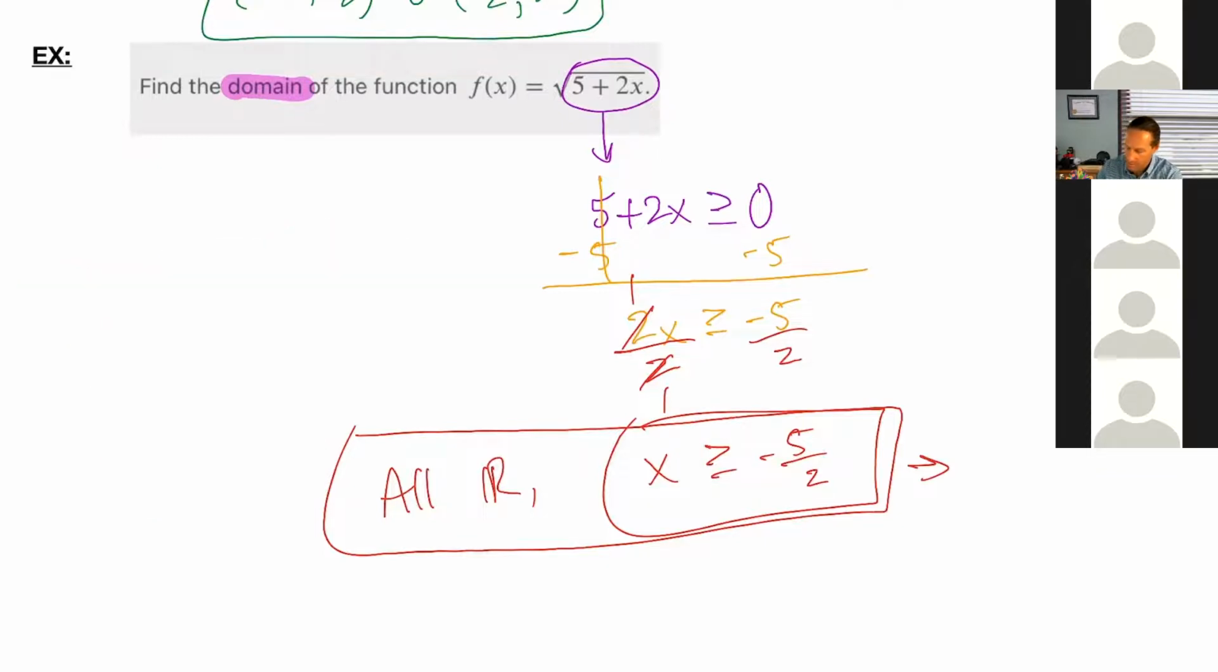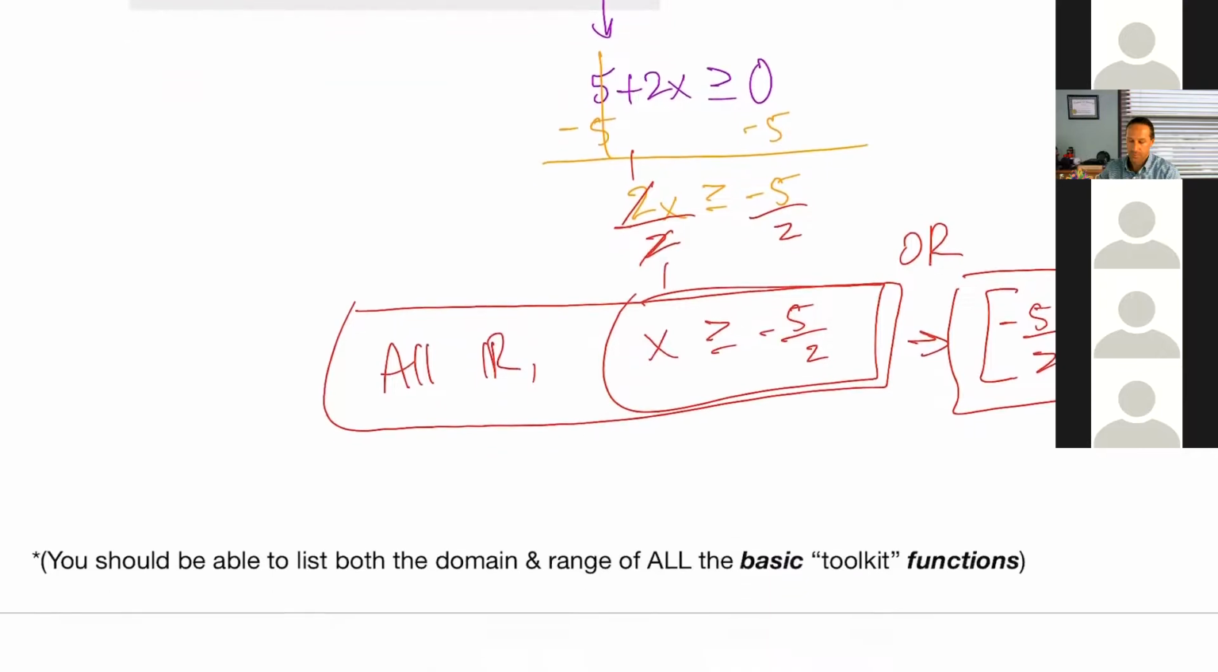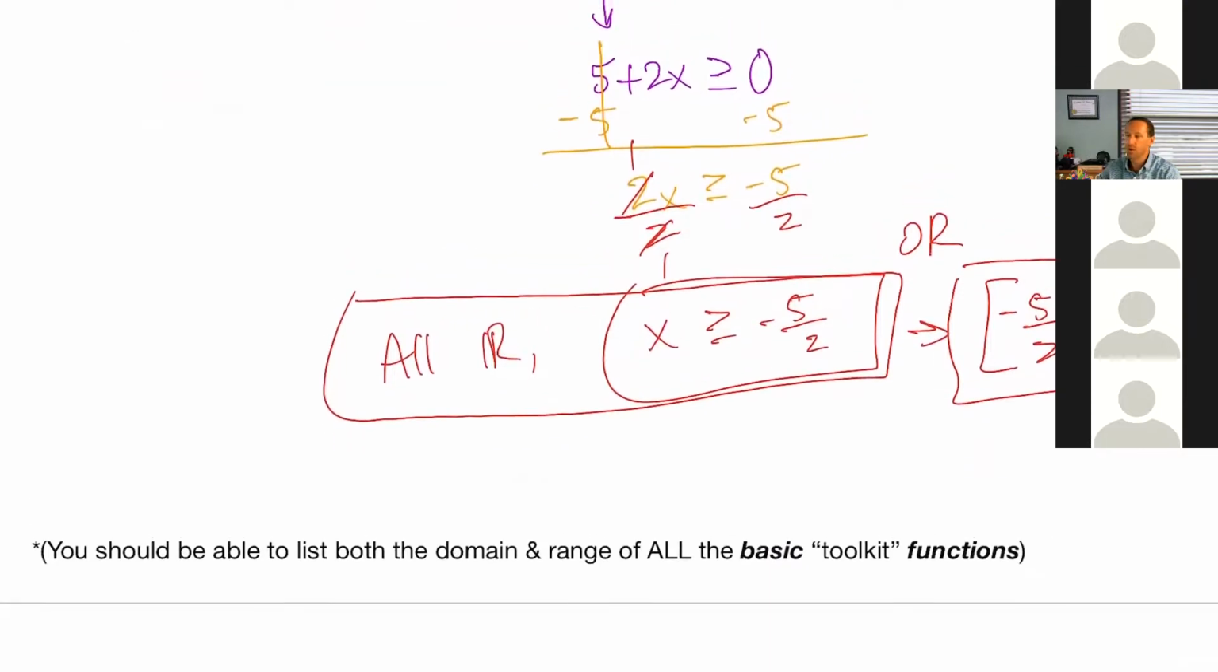So -5/2, including it, to infinity, never include the infinities. Either way you want to write it. Is this all coming back to you a little bit? Trying to go nice and slow at the beginning here, okay?